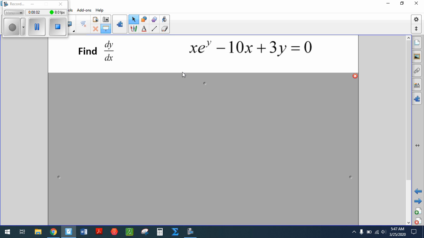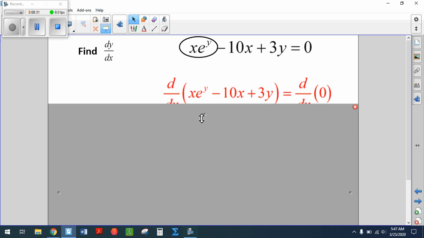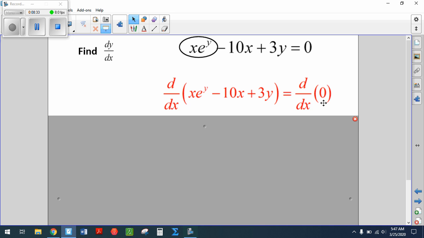This example's in here to show you how to do implicit differentiation. Just notice right here, x times e to the y. For x times e to the y, we have a product of two functions. The first function is x, and the second function is e to the y. So we're going to have to use the product rule. The derivative of x is 1. The derivative of e to the y is just e to the y times y prime, or dy dx. So I take the derivative of both sides, including the right side, the derivative of 0.